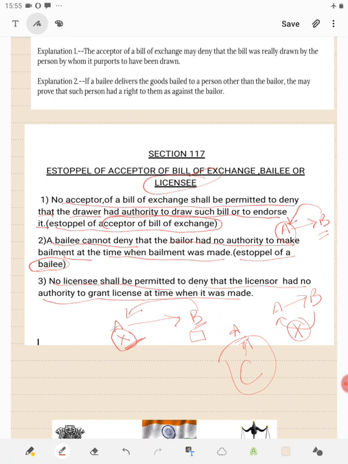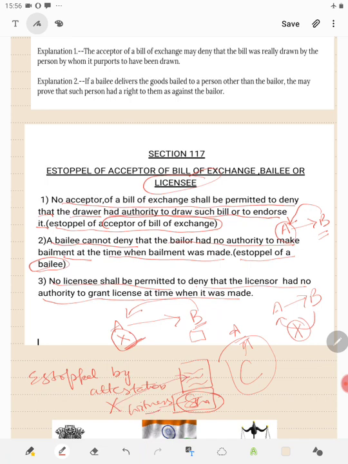Now one thing here is estoppel by attestation. So if I have signed a document as a witness, suppose as a witness I have signed a document. Now the thing is that I don't know about the contents of the document. Then in that case I am not estopped from denying the contents of the document.